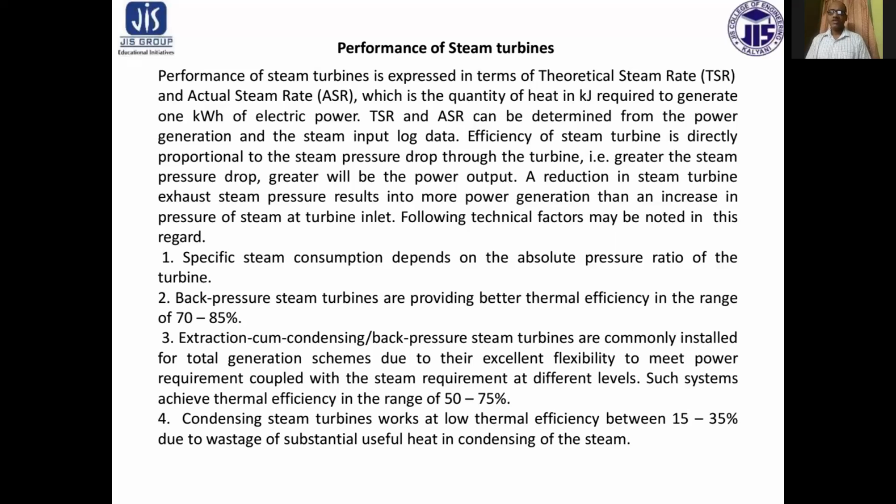Number two, back pressure steam turbines are providing better thermal efficiency in the range of 70 to 85%. Number three, extraction cum condensing or back pressure steam turbines are commonly installed for total generation scheme due to their excellent flexibility to meet power requirement coupled with the steam requirement at different levels. Such systems achieve thermal efficiency in the range of 50 to 75%.